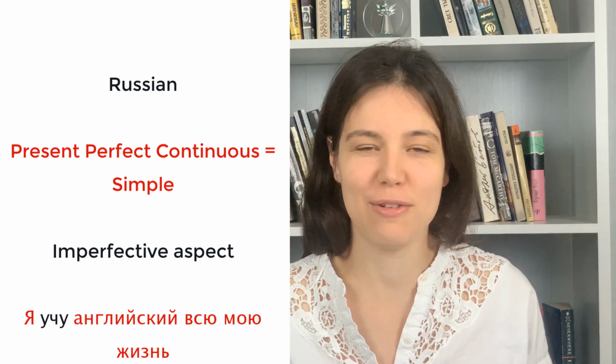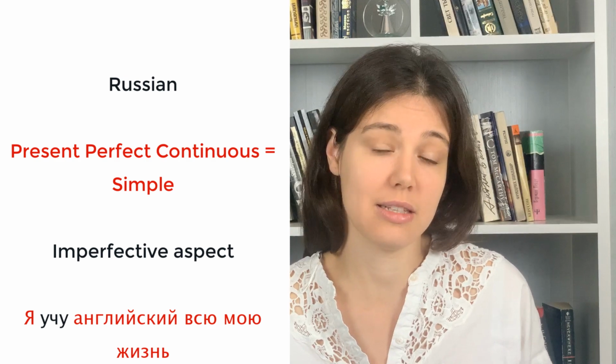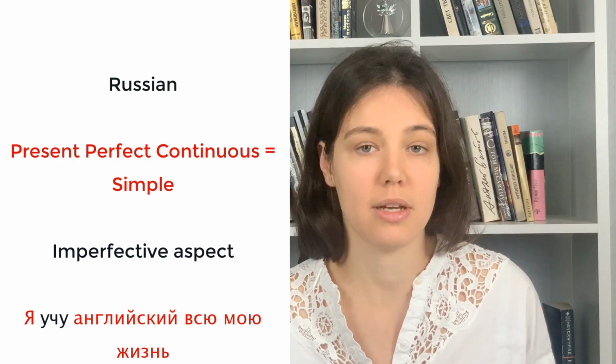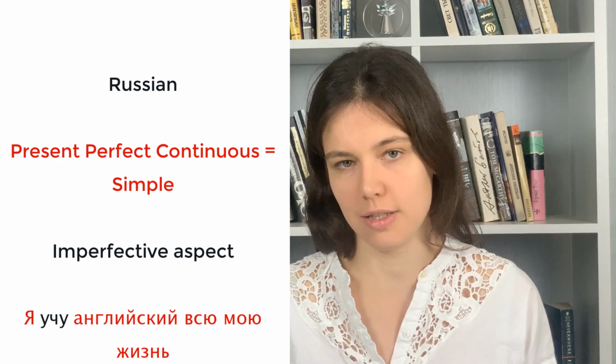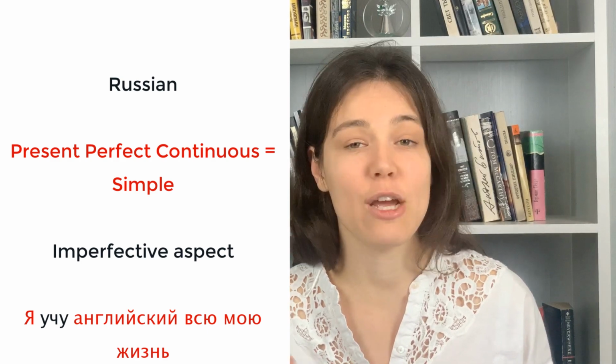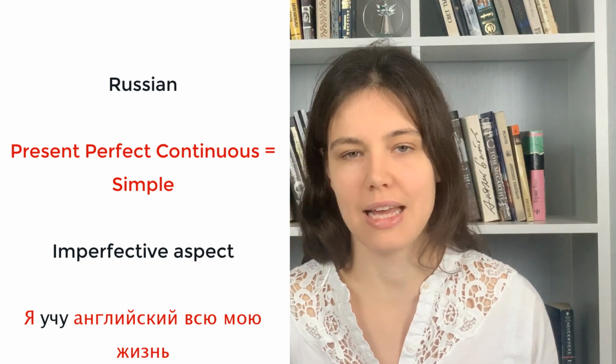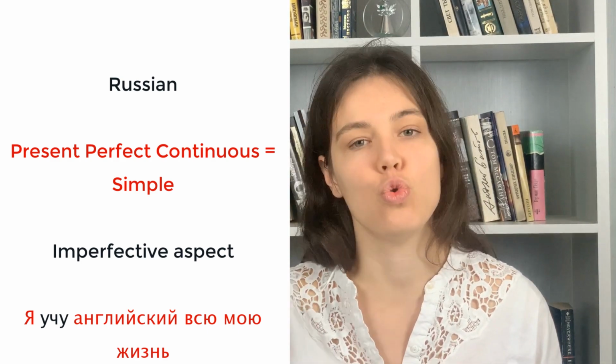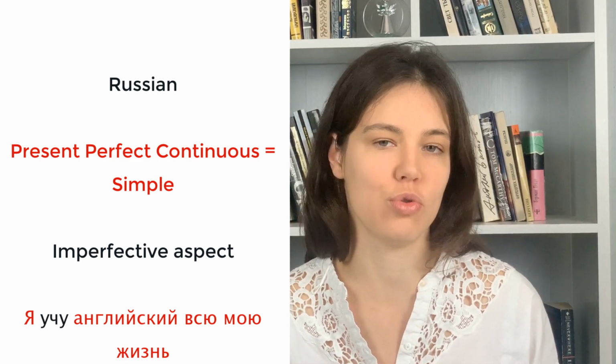In Russian, present perfect continuous tense is like simple tense. Я учу английский всю мою жизнь. Here we should use imperfective aspect of the verb. Я учу английский всю мою жизнь.